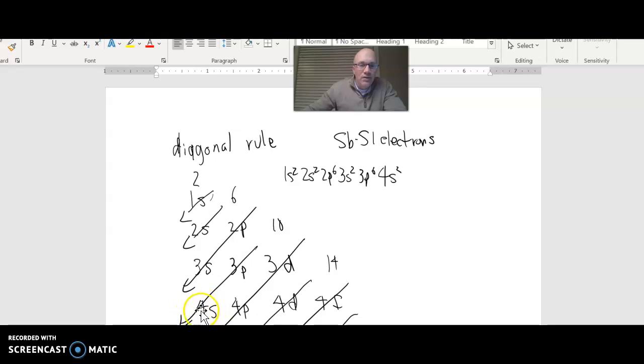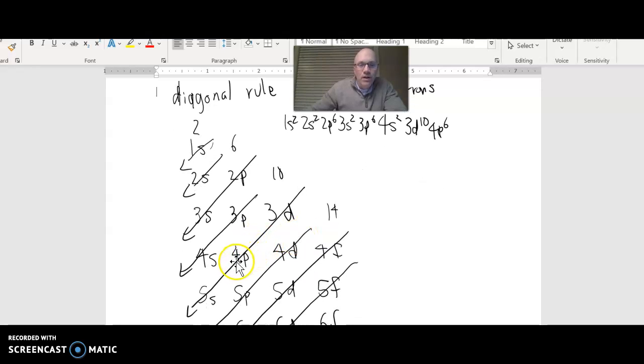After you're at the end of that, we go up to the top of the next arrow, 3d10. Then comes 4p6. Then after 4p6, remember we're following the arrow all the way down, 5s2. Let's see how many we've got so far. That's 38 up to that point right there. So after 5s2, we go up to the top of the next arrow. So we're going to get 4d10.